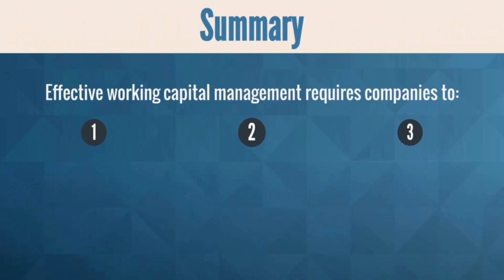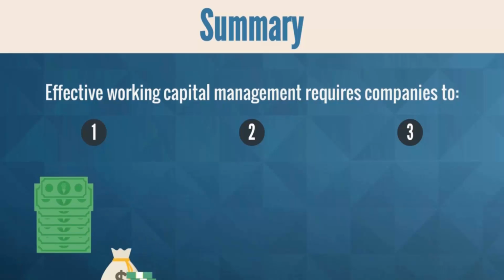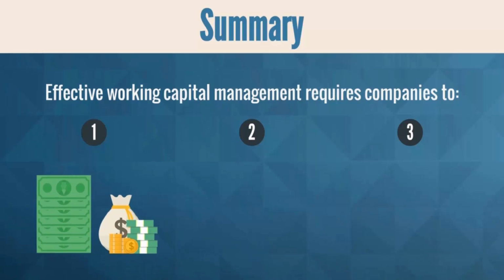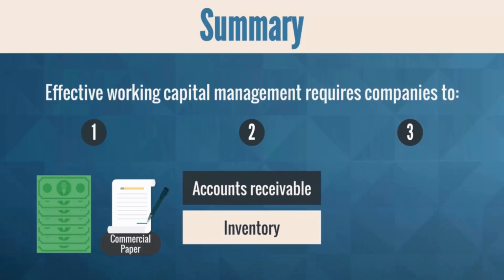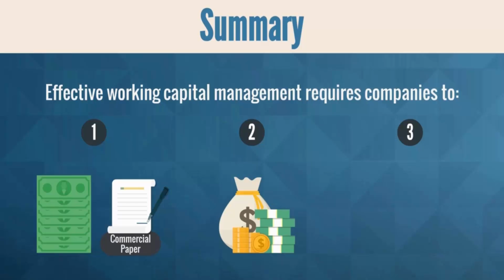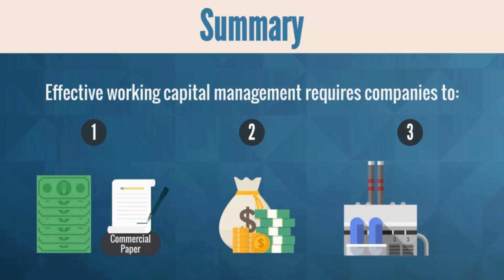To sum up, an effective working capital management includes three important aspects. Companies need to first maintain adequate cash levels and invest idle cash in short-term marketable securities. Second, convert short-term assets such as accounts receivable and inventory into cash. And lastly, firms have to control effectively outgoing payments to vendors, employees, and other related parties.